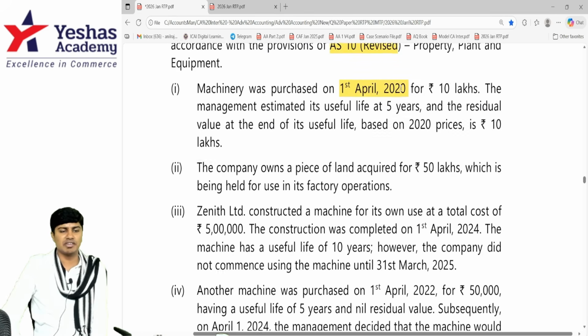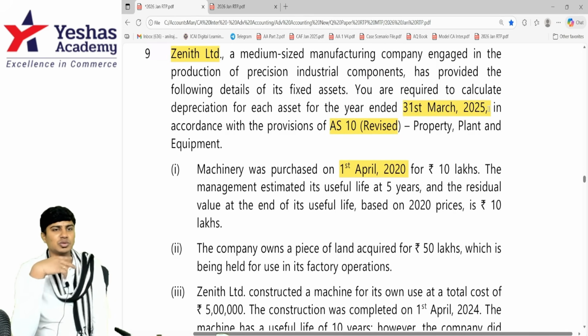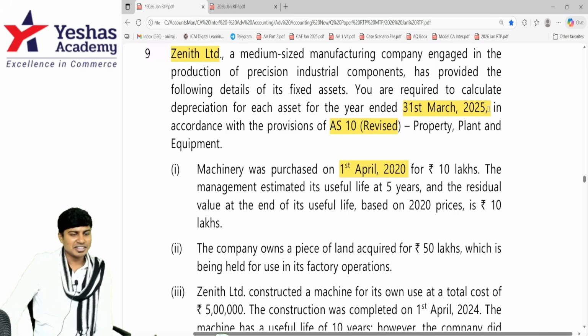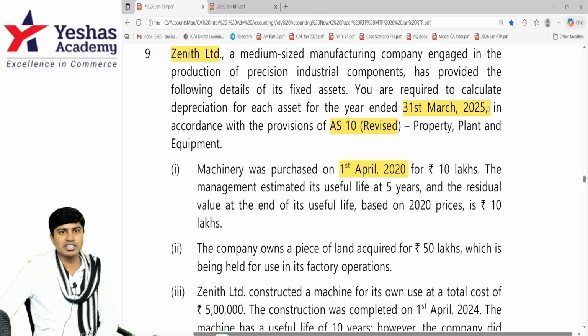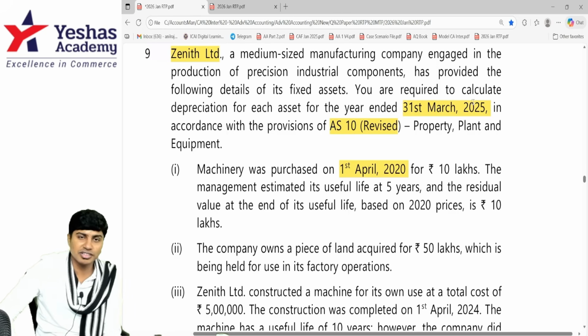Hey, remember, for which year are we computing depreciation? 31st of March 25 means year 24-25. Year 2024-25, we are computing depreciation. Then, hey, are you sleeping when you're watching this video? Don't sleep. AS 10 is an important standard. A lot of standards are based on this.